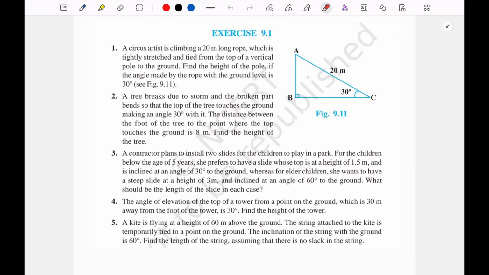So in this video we are going to solve question number 4 and 5. In the last video I solved question number 1, 2 and 3. If you want to watch that video, the link is given in the description, you can watch from there.